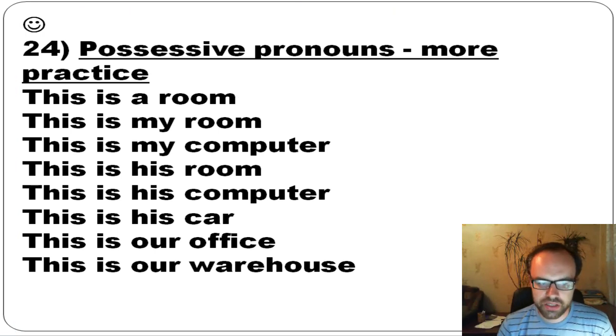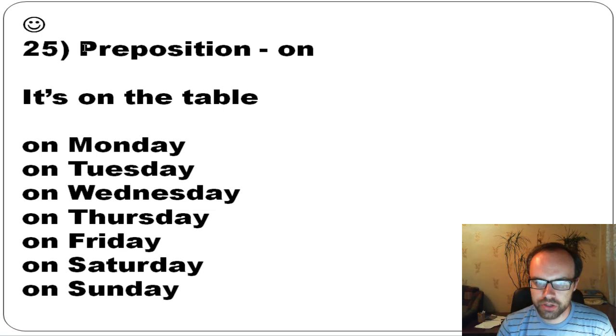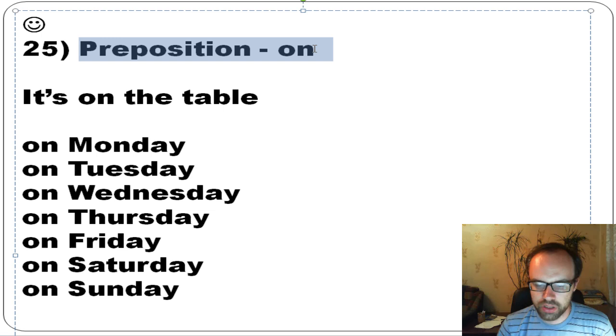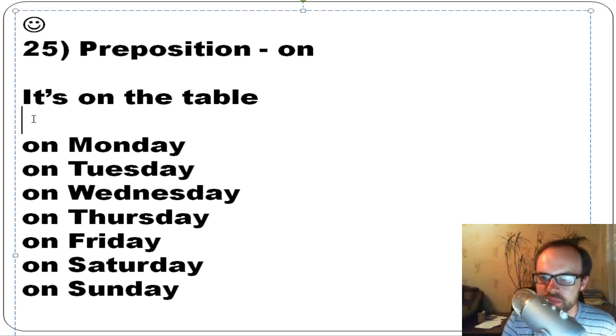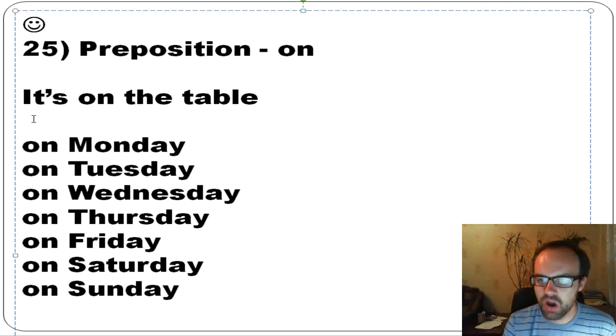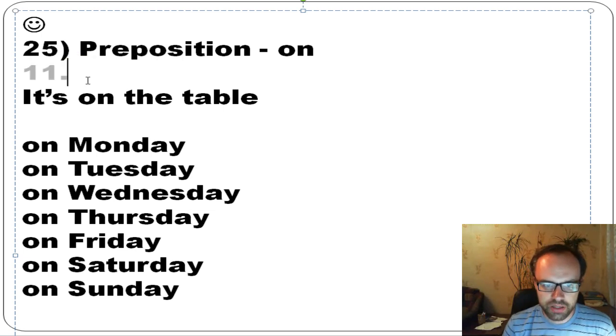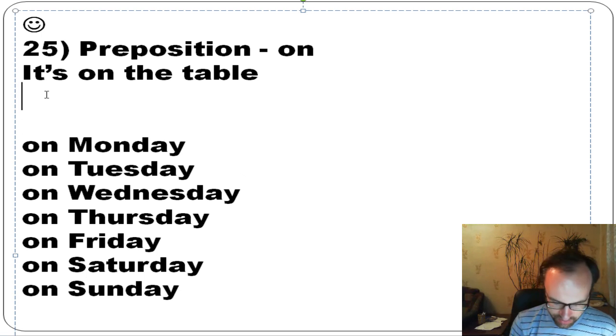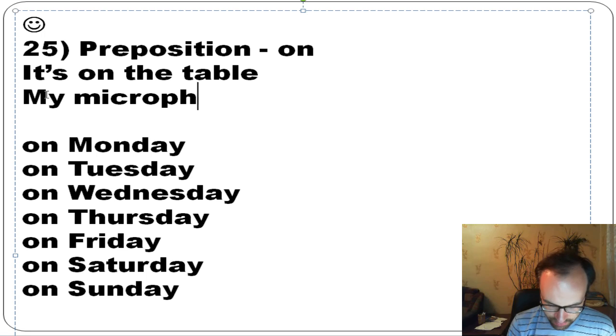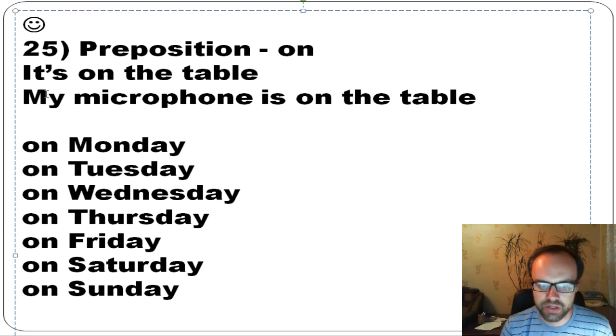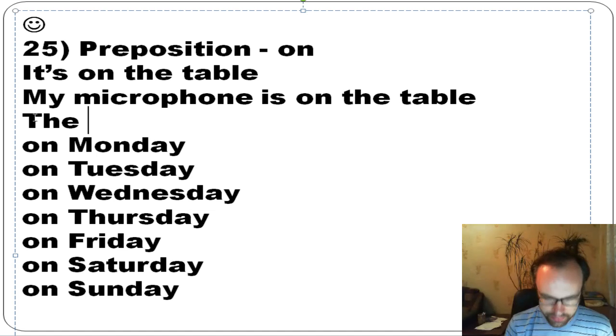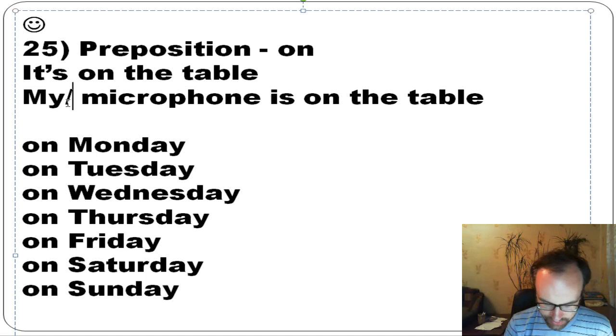Okay, next, I think that it's a very good idea to talk about prepositions. Let's talk about the preposition on. So it's on the table. For example, my microphone is on the table. Or I can say not my, but the microphone. The microphone is on the table. Okay, I'd like to write it down. My microphone, or the microphone, is on the table.